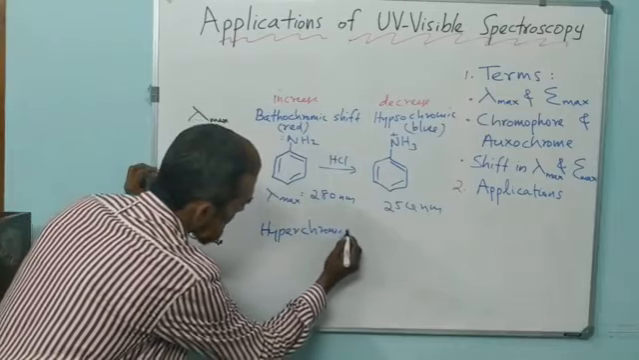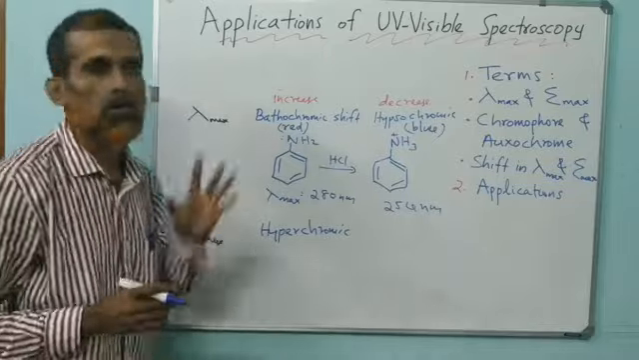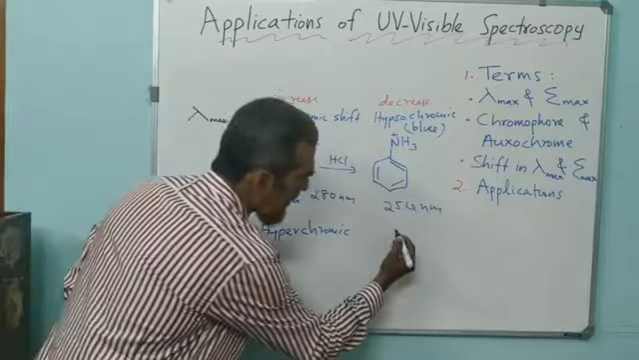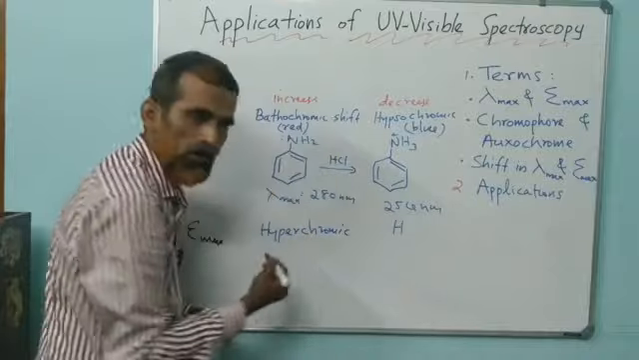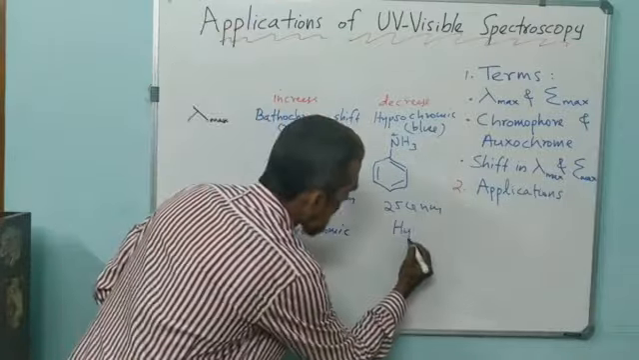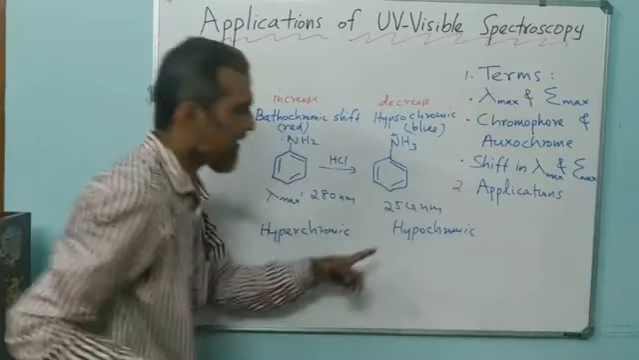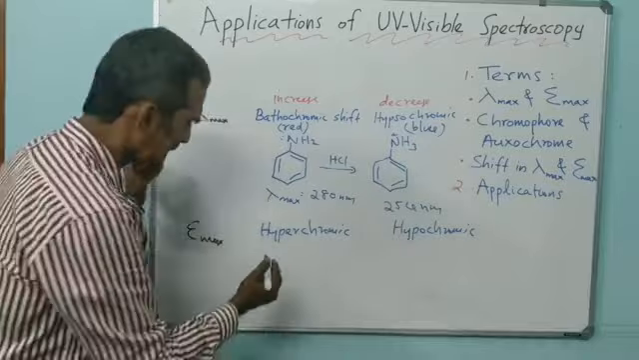Hyperchromic shift means increasing Emax of a compound. Its opposite will be what? This is the terminology which we generally use, hyper and hypo, right? Hypochromic shift, where the Emax value decreases.